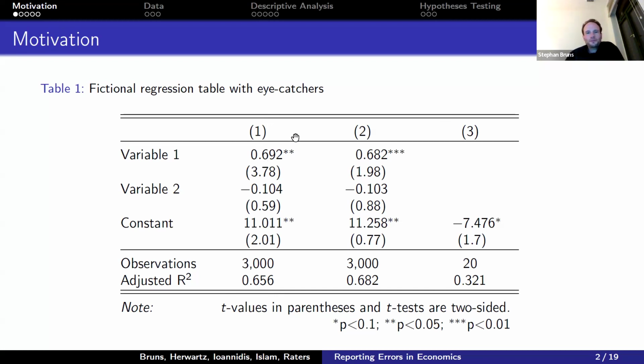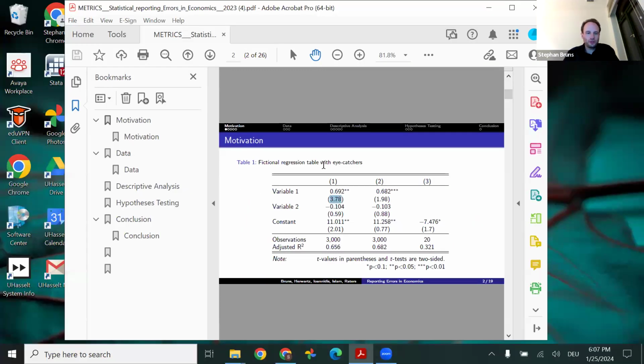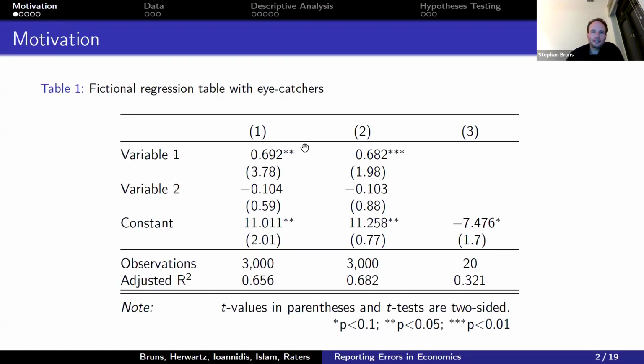When we look at this table, we can see that in parentheses, we have t-values. The t-value here is 3.78, and it's labeled to be significant at the 5% level. So it has 2 stars here. But actually 3.78 is bigger than 2.58, which is a critical value, so this should actually have 3 stars. Maybe not a big deal because it's still significant.